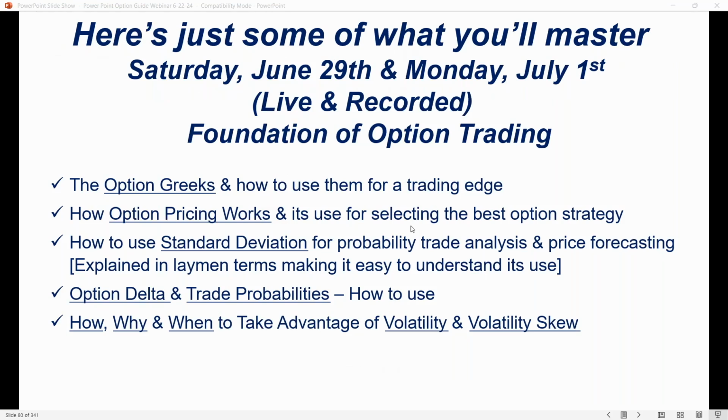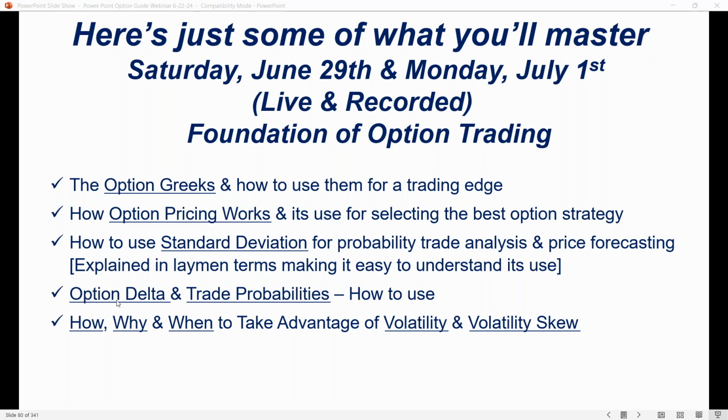And here is an outline of what we're going to cover starting next Saturday. We'll start out with the foundation: option Greeks and how they are used for your trading edge and these different strategies, how option pricing works, and selecting the best strategy. It's really important to understand standard deviation for setting up your probability trade analysis, price target forecasting, things like that. So we'll go through and make sure you understand how to do that.